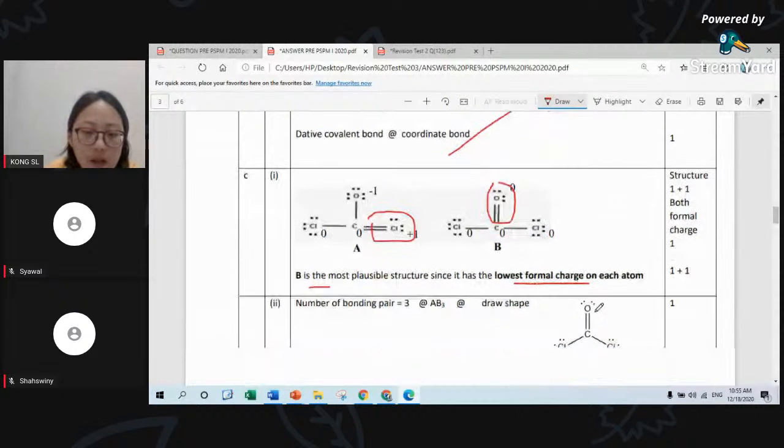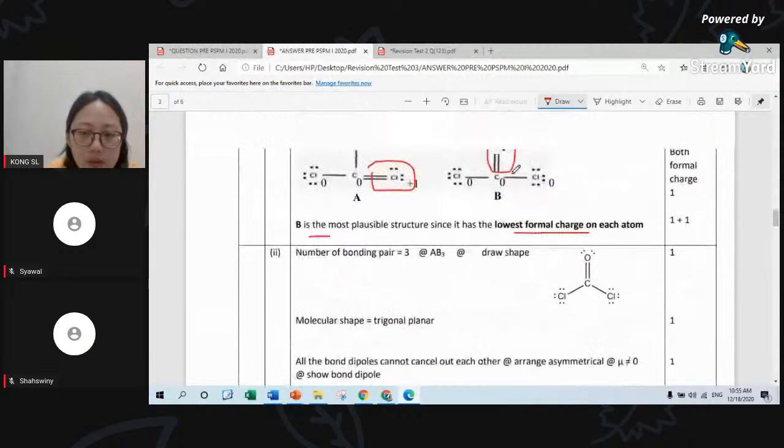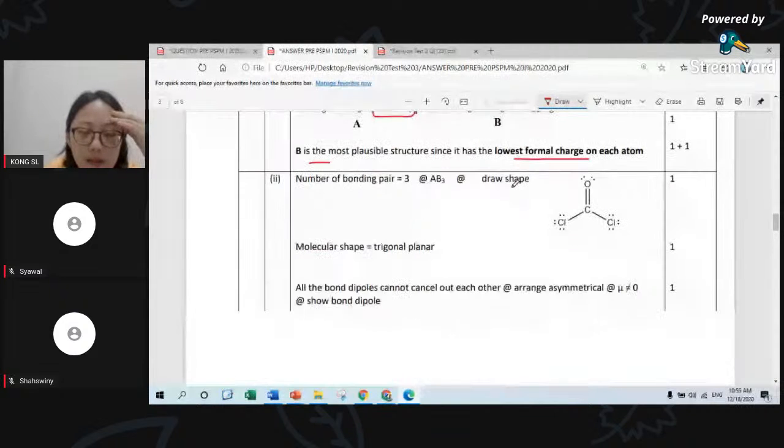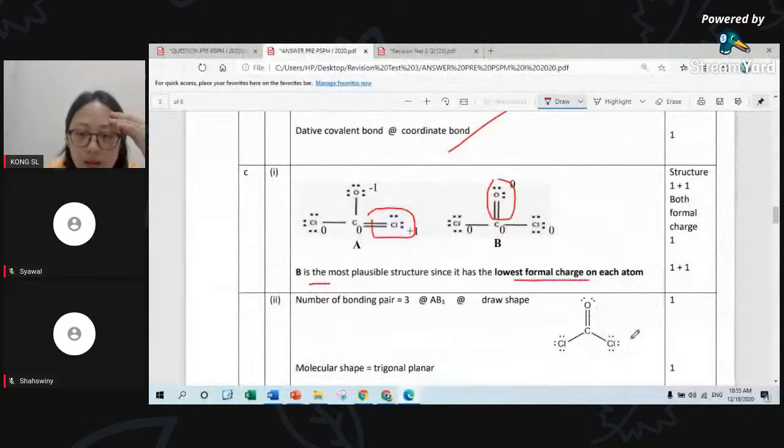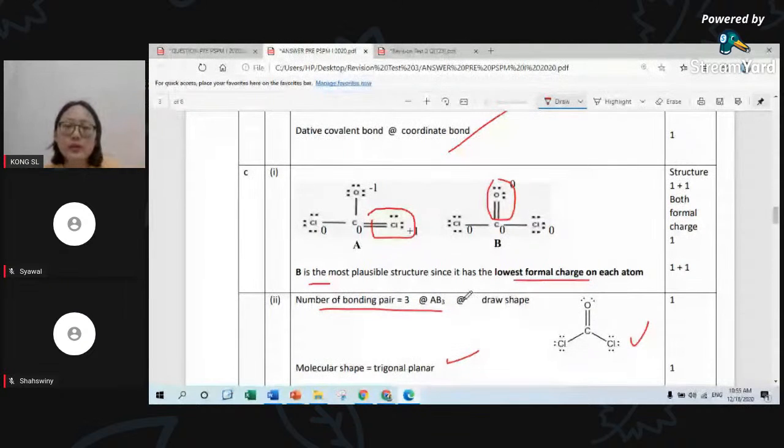Okay, and then according to the question above, you have to identify the polarity and shape. So this is the structure, then this is trigonal planar. Even though only one mark is given for the shape or the AB3, you have to follow my step, because we're not sure when you write the AB3 or when you write out the 3 bonding pair, mark will be given. You just write out everything because it's just a simple answer.